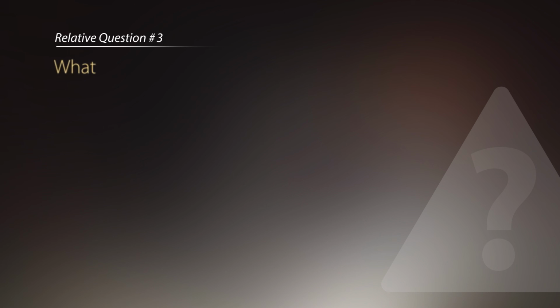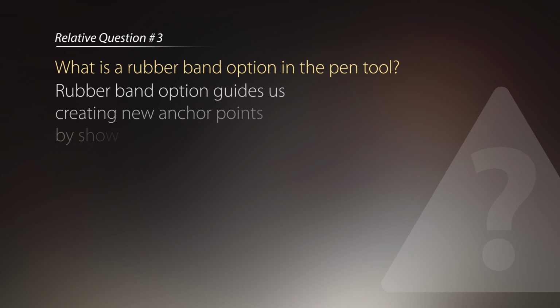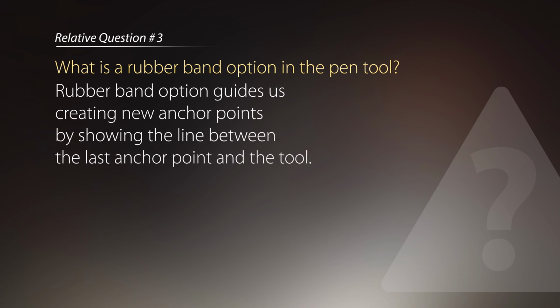The third question is, what is a rubber band option in the pen tool? So the rubber band option guides us in creating new anchor points by showing the line between the last anchor point and the tool.